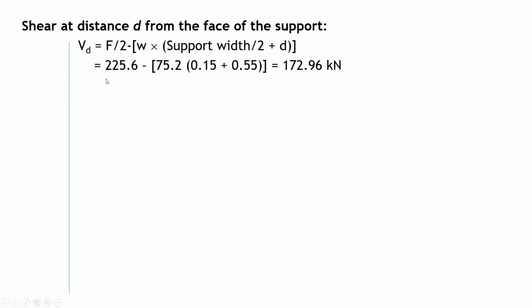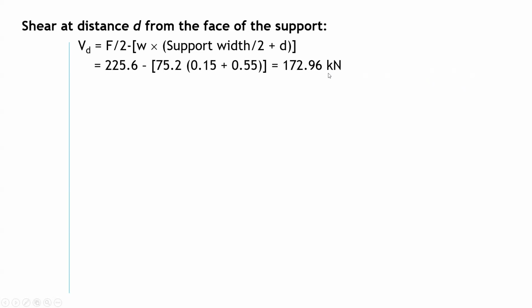So again, it will be the reaction minus the uniformly distributed load multiplied by the distance. In this case, the distance equals the support width divided by 2 plus d, because we want to get the shear at a distance d from the face of the support. So the whole distance from the center line will be equal to d plus support width divided by 2, which is 0.15. The effective depth of the beam was 0.55 because it was 550 millimeter. So now we can get the shear at a distance d from the face of the support.